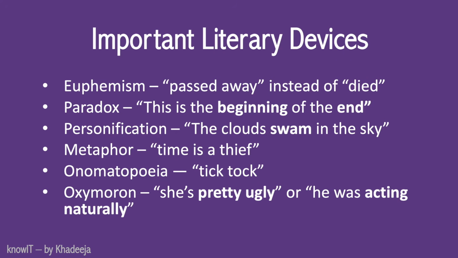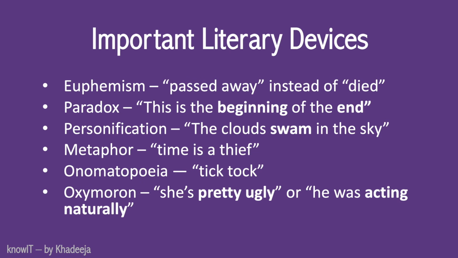Okay, last one I'm going to mention is oxymoron. It's not very common, but it's something you still should know. Oxymoron is when you use two opposite words together, but they are making sense. So she's pretty ugly. Pretty ugly are two very opposite words, but in this way, it doesn't actually mean she's pretty and ugly. It means she's very ugly.